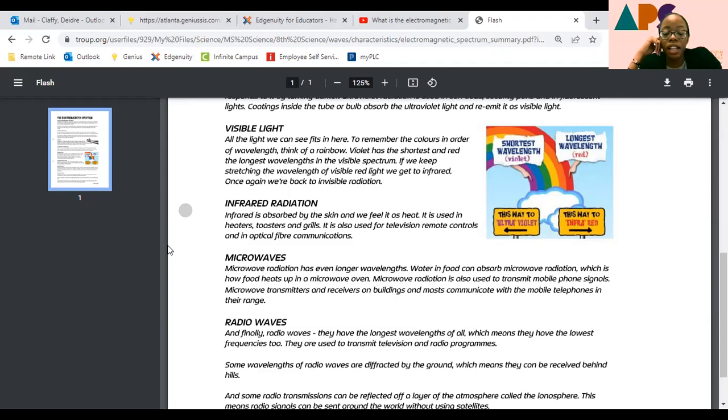So yeah. And then we also have microwaves. Microwave radiation has even longer wavelengths. Water and food can absorb microwave radiation, which is how food heats up in a microwave oven. Microwave radiation is also used to transmit mobile phone signals. Microwave transmitters and receivers on buildings and masts communicate with the mobile telephones in their range. So this is how, again, we make phone calls.